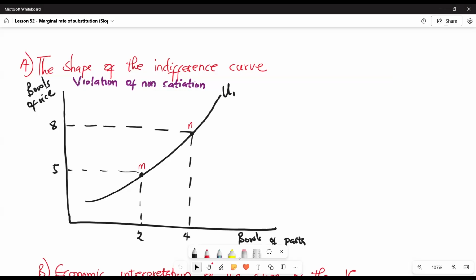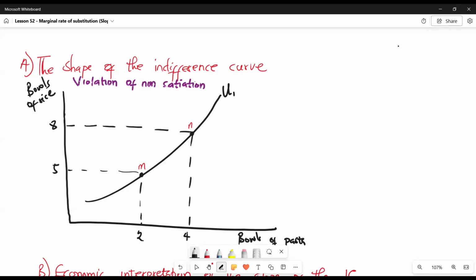Today we'll be moving on to marginal rate of substitution, which is the slope of the indifference curve. We saw from our previous lesson that the indifference curve slopes downwards, which simply means that if you decrease the quantity of one good to stay on the same indifference curve, you have to increase the quantity of the other good, implying a negative relationship.